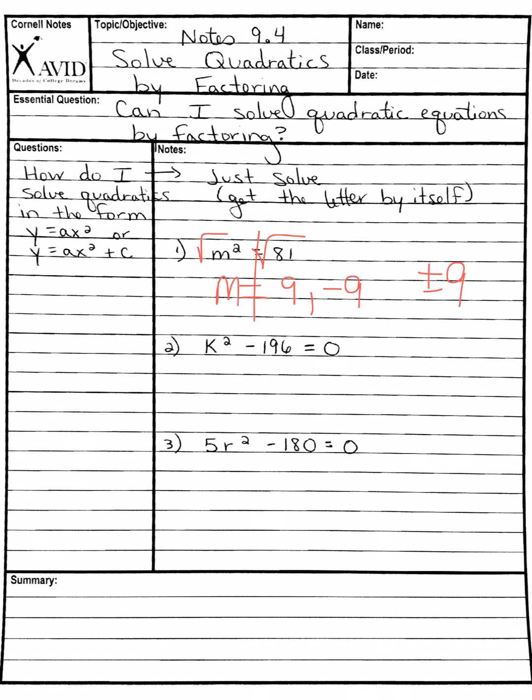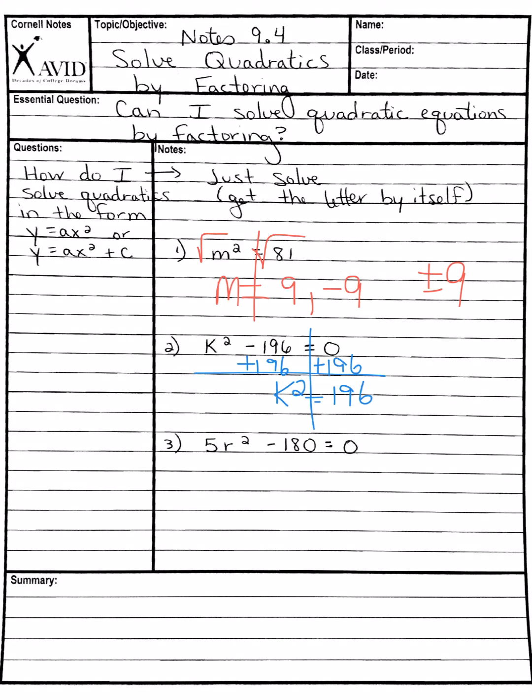Let's go ahead and look at number 2. Draw a line down the equal sign. I have to get k all by itself, so let's add 196. Whatever we do to one side, we want to do to the other. And we're left with k squared equals 196.